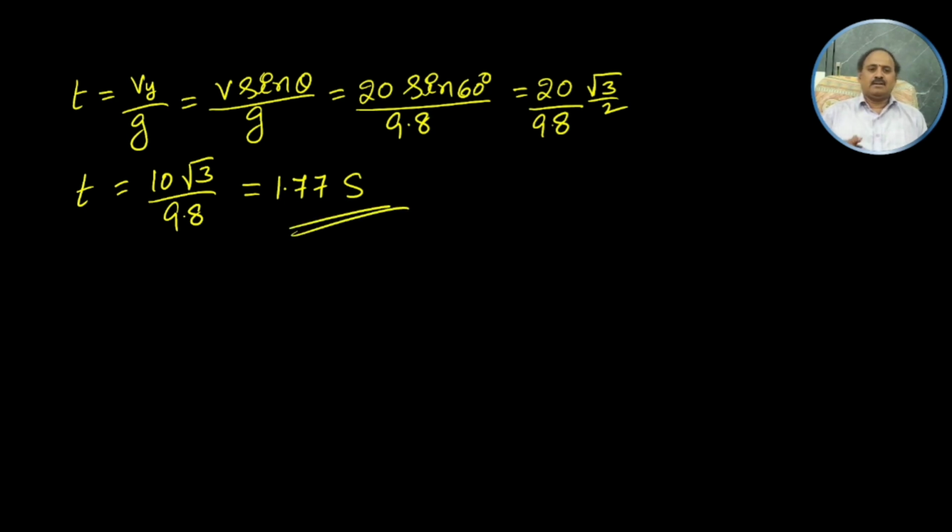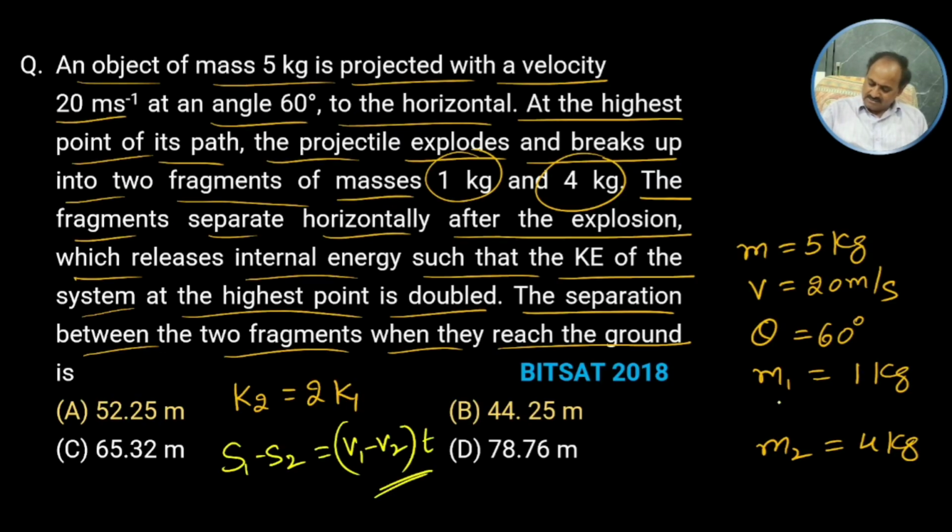After that time, the explosion is happening. Then the pieces are moving with different velocities and different masses. M1 has velocity V1 and M2 has velocity V2. Here V1 and V2 both are unknown values. If I find V1 and V2, since T is already found, V1 minus V2 into T gives the separation distance by the time both reach ground level.